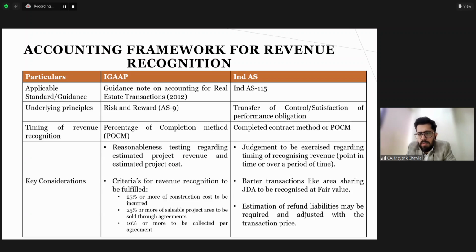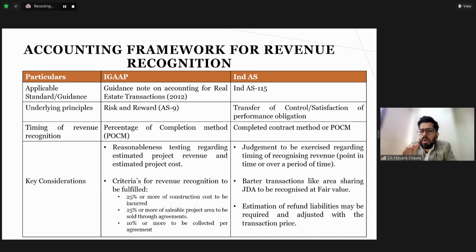This is a terminology that we have read so often, and we have been using it for each and every industry before Ind AS came into the picture. But it is somewhat different from the definition given by Ind AS, which is control. Control is more judged from the perspective of the customer. When the benefit has been passed on to the customer, that is where control comes into play. So it is more of a customer-centric standard when we talk about Ind AS 115.